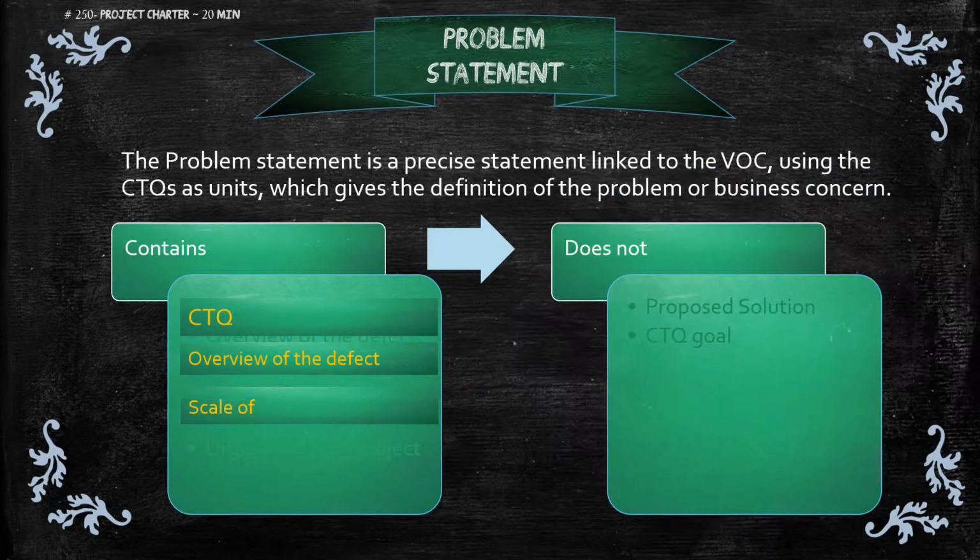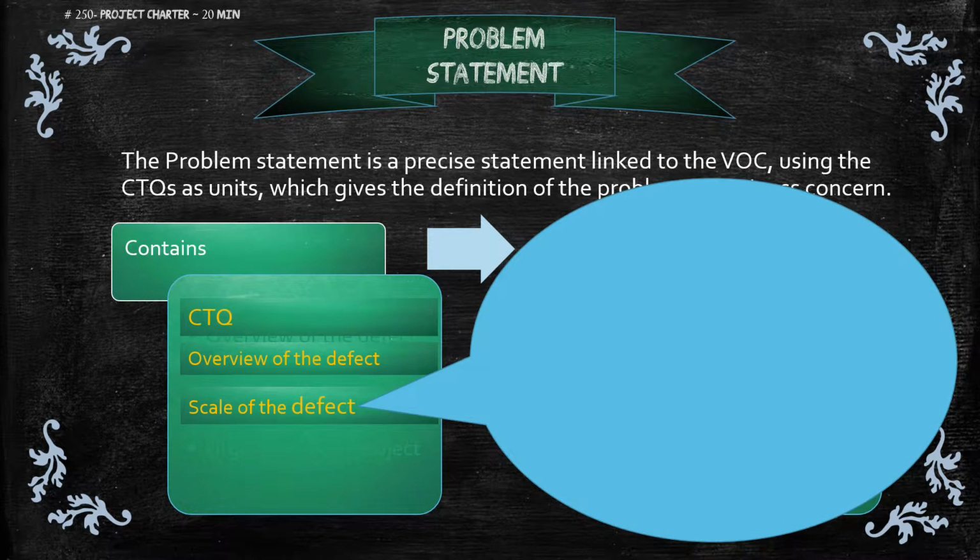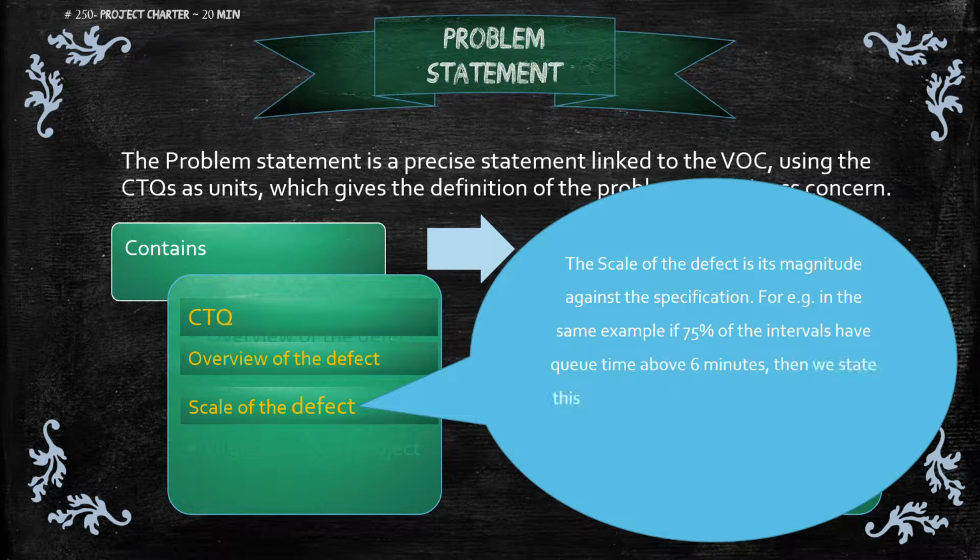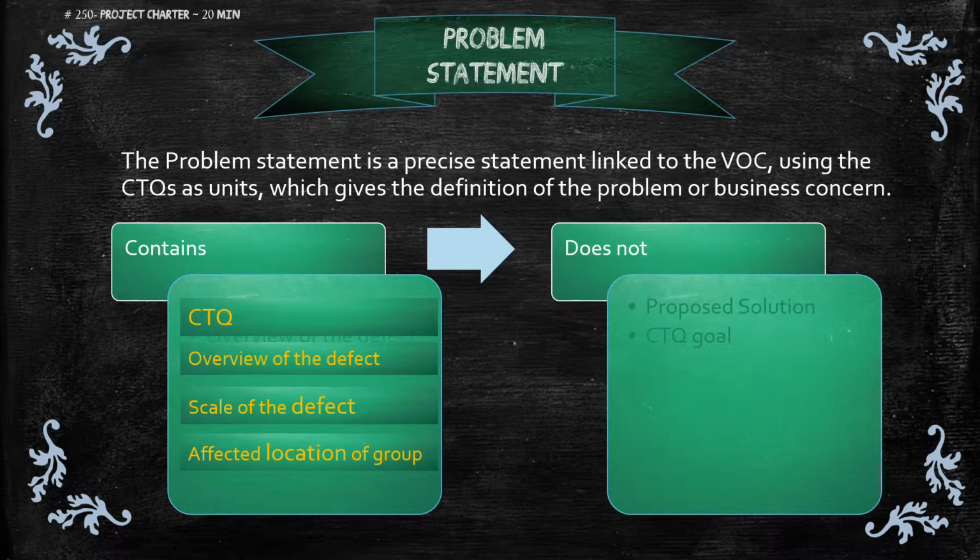A problem statement should have the scale of the defect. The scale of the defect is its magnitude against the specification. For example, in the same example, if 75% of the intervals have queue time above 6 minutes, then we state this scale against the client specification, which might be that 90% of the intervals must be below 6 minutes.